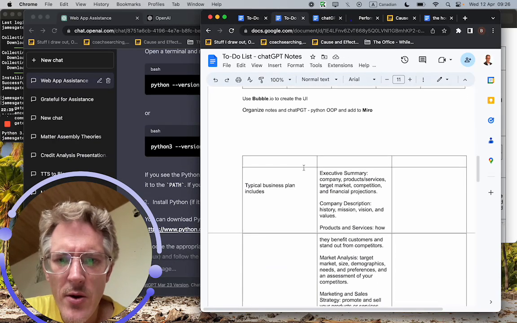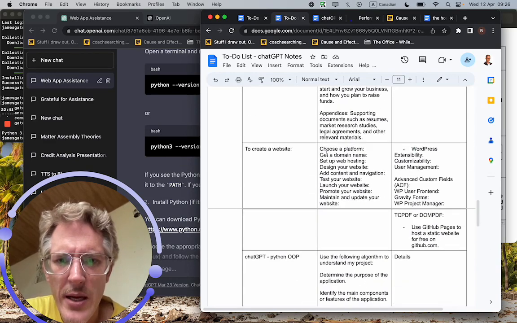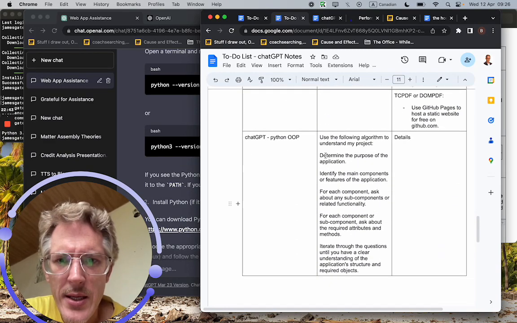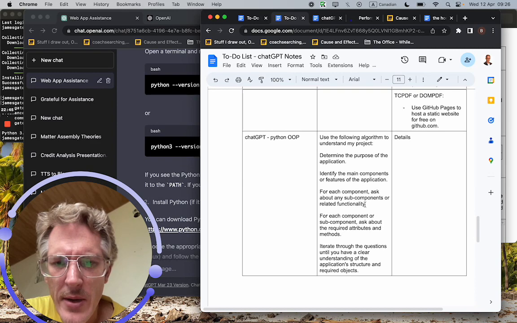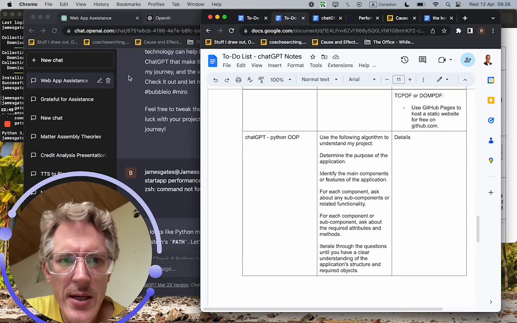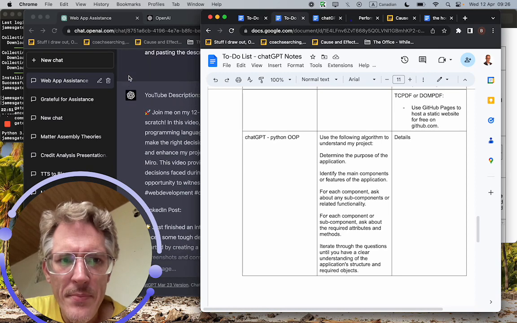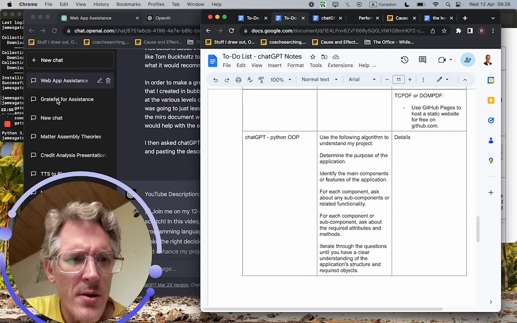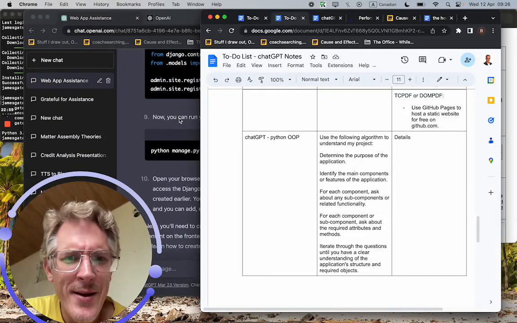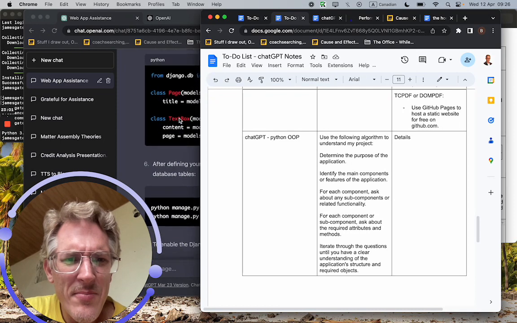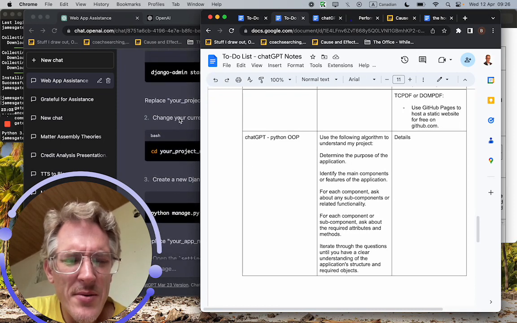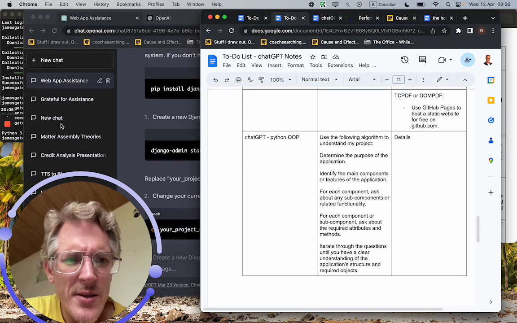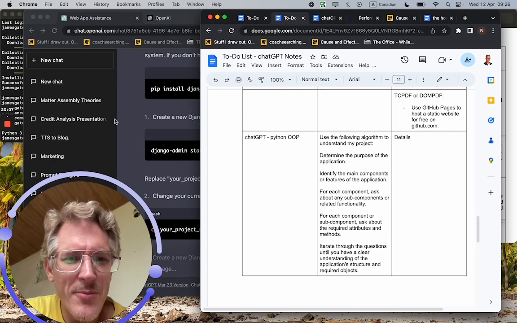See, these are the notes I was talking about, like a typical business plan to create a website, and then here's this thing about object-oriented programming. But we're not using this anymore because now, as you can see here, remember from yesterday, this is a LinkedIn post. Let's go into web app assistance. Oh, I asked it in there. Okay. Yeah, I probably shouldn't be cross-pollinating that kind of stuff because I do have a section for marketing.